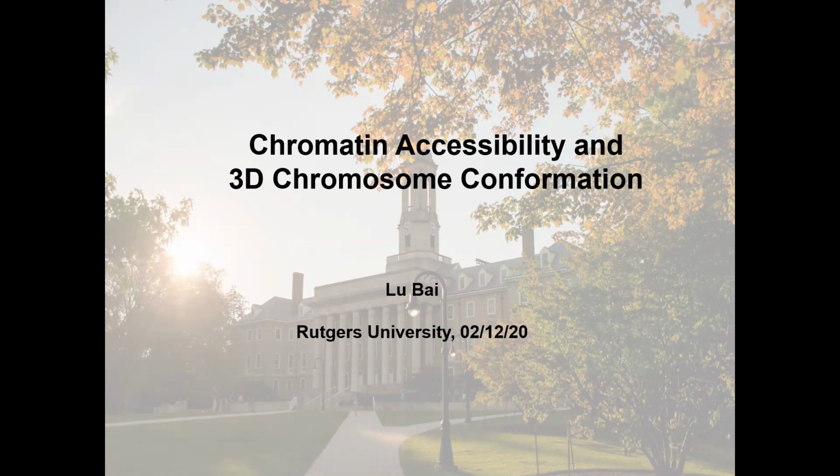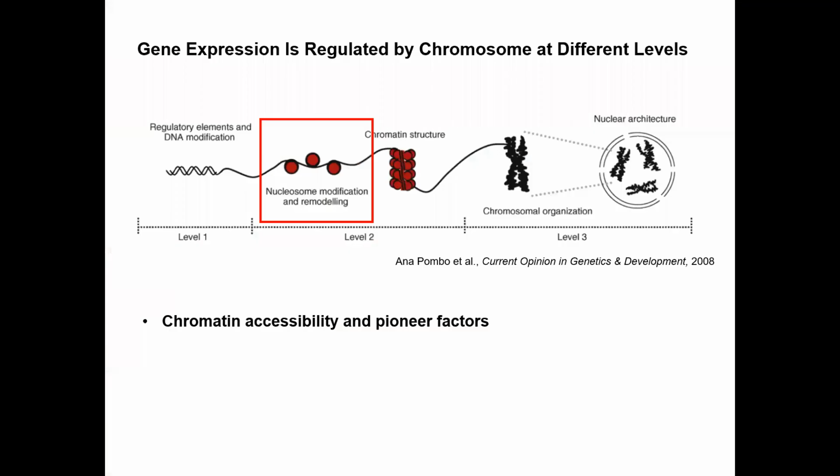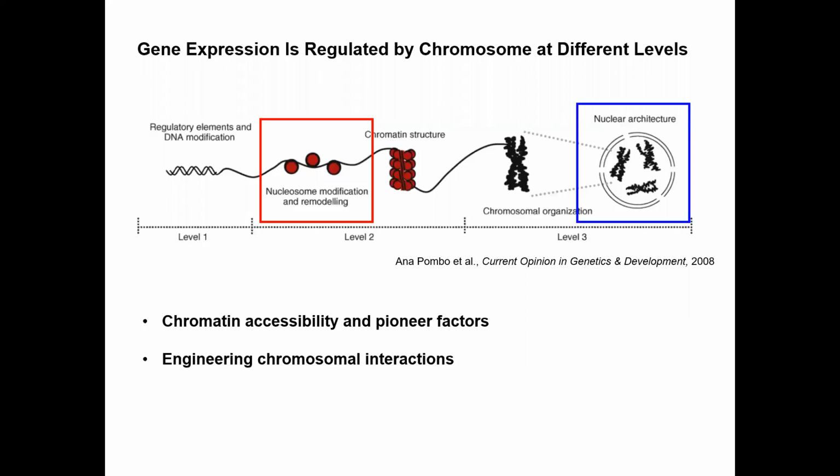Today, I changed my topic a little bit because I want to cover two topics. One is about chromatin and one is about chromosome structure. I don't think I need to explain that gene regulation is a very crucial and complex process, and this regulation happens at different levels. In today's talk, we're going to look at two different scales. One is the nucleosome, the chromatin scale, and then we're going to look at the 3D chromosome scale.